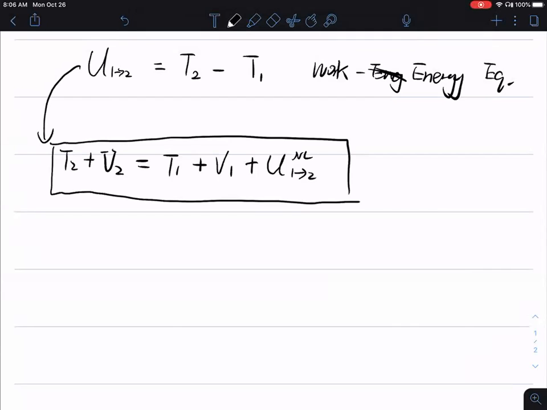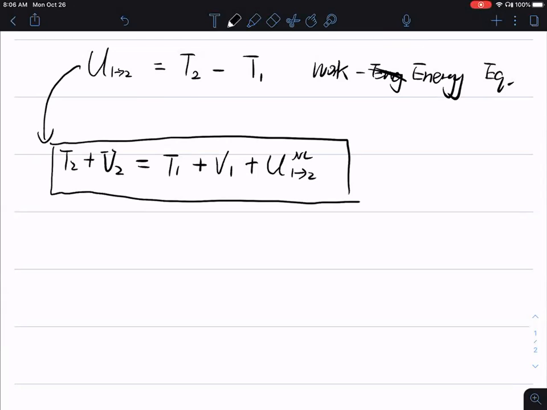So on the left-hand side of the equation, we have T2 plus V2. That means it's everything at position 2. On the right-hand side of the equation, we have everything at position 1, T1 plus V1 plus U1-2. Okay, now let's take a look at what is T and what is V and what is U.